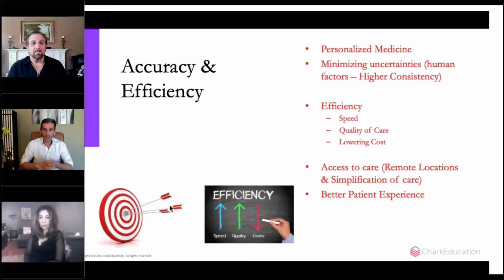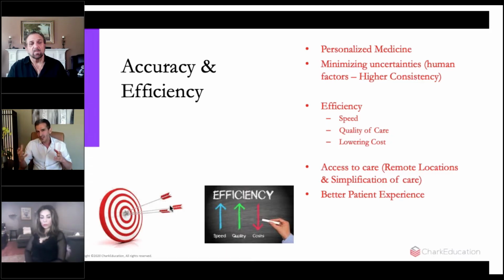Minimizing uncertainties. You know, one of the biggest problems that we have in our health system is actually human error. I remember a stat that there are about 100,000 deaths in the U.S. every year that are just a result of human errors, either due to fatigue, lack of sleep, or anything. Computers do not get tired. Technology will make errors, but it's consistent. So consistency is going to be huge.